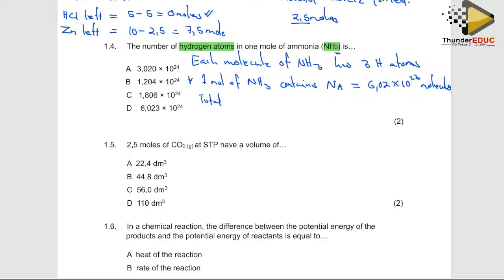So if I'm having that, now it means the total number of hydrogen atoms, what am I going to get there? I'm going to say it is equivalent to 3, right? Because I'm having a total number of 3 multiplied by that constant, which is 6,02 times 10 to the power 23 molecules, right? So if I multiply that, I'm going to get a value of 1,806 times 10 to the power 24. So it means my correct answer is going to be option C there. Then the others are going to be wrong.